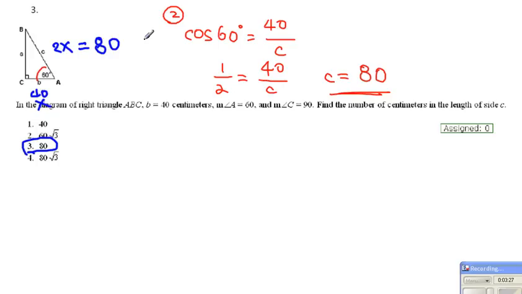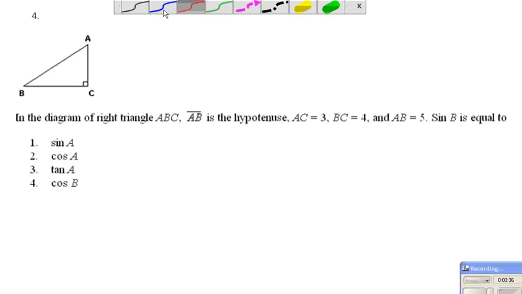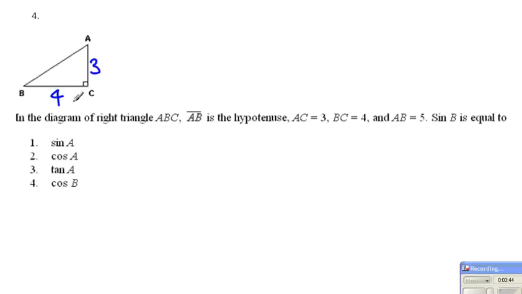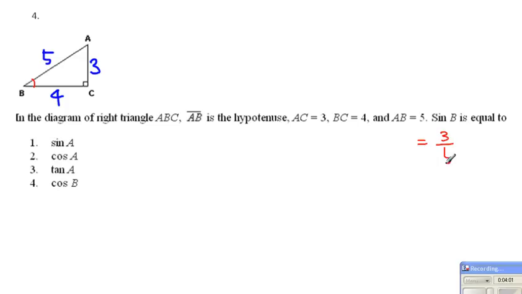All right, let us continue on to the next question. So number 4, let us try to plot all those points, all those lengths. AC is 3 here, BC is 4, and AB is equal to 5. Now, what is sine B here? Sine B seems to be 3 over 5, because from the angle B, opposite is 3. Hypotenuse is 5. So this becomes 3 over 5.